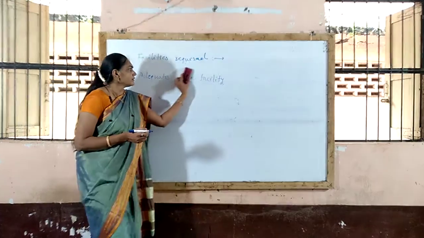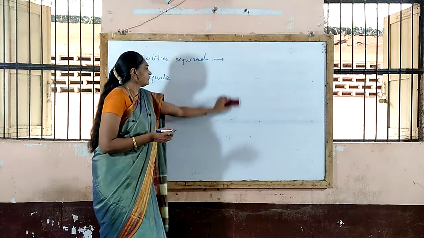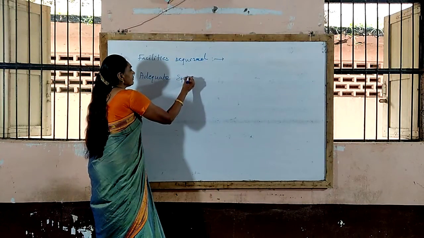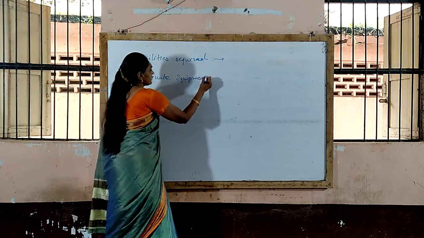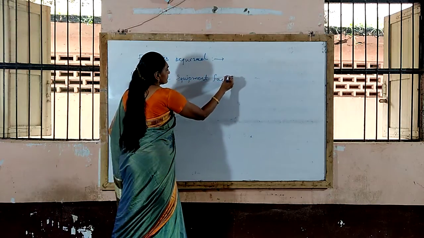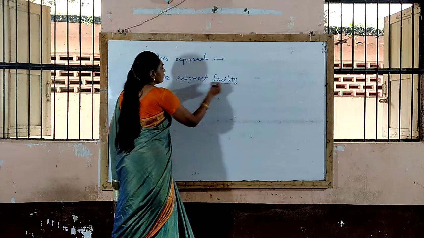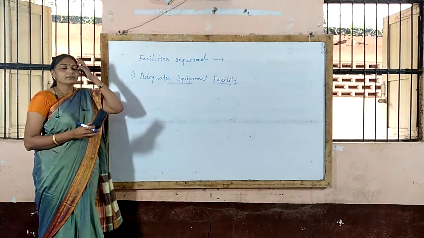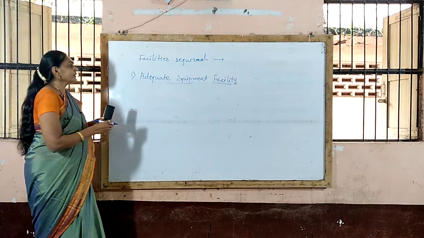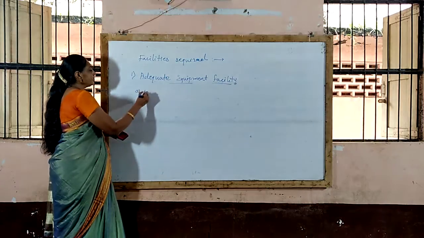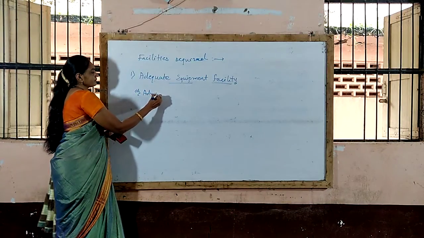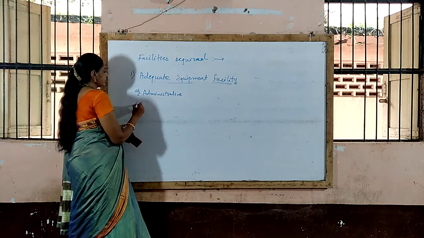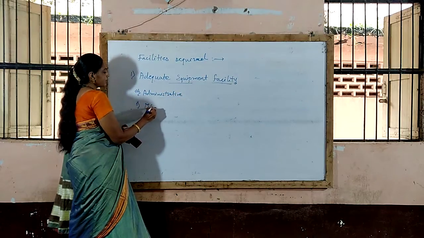Second is equipment, adequate equipment facility. To run the hospital smoothly, equipment is categorized into two categories, that is administrative equipment and manufacturing equipment.